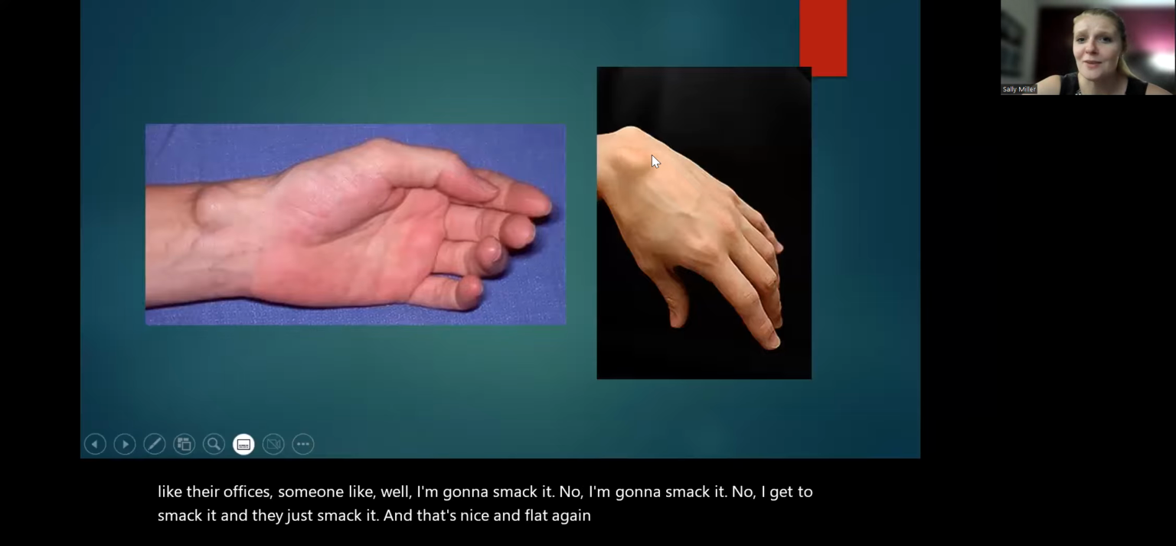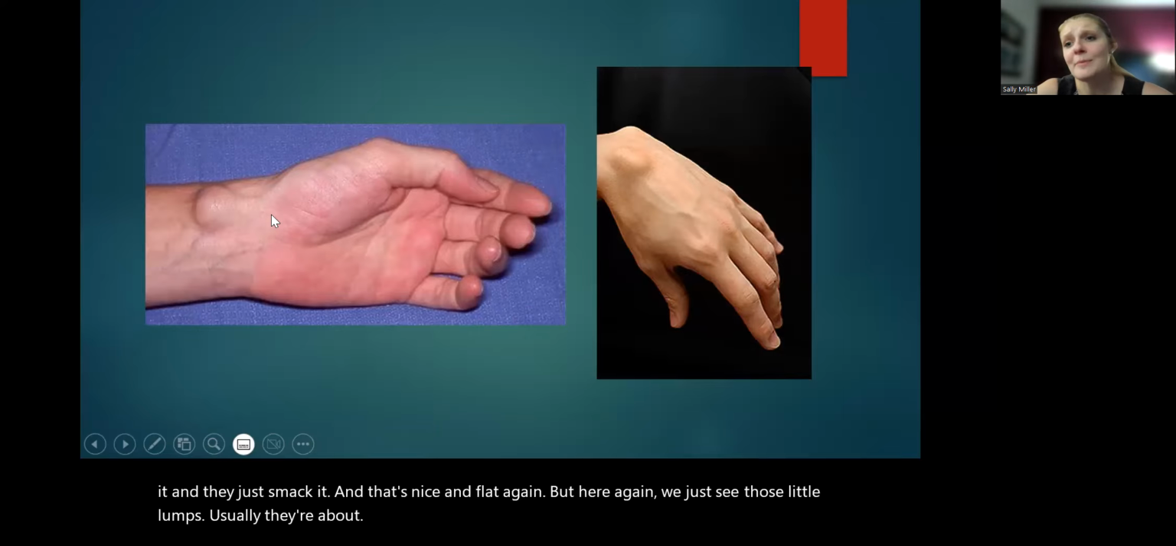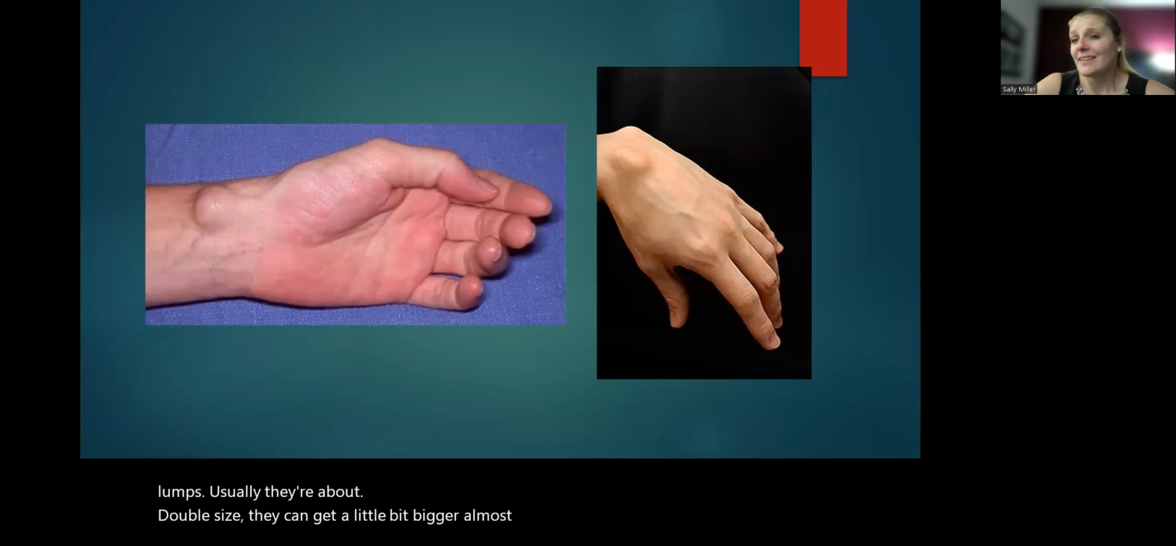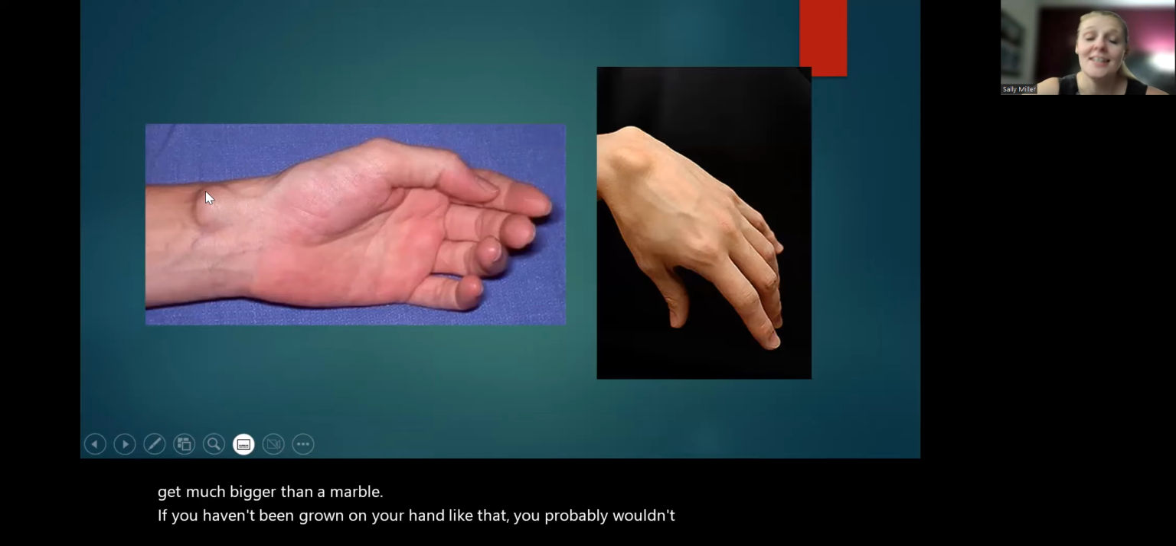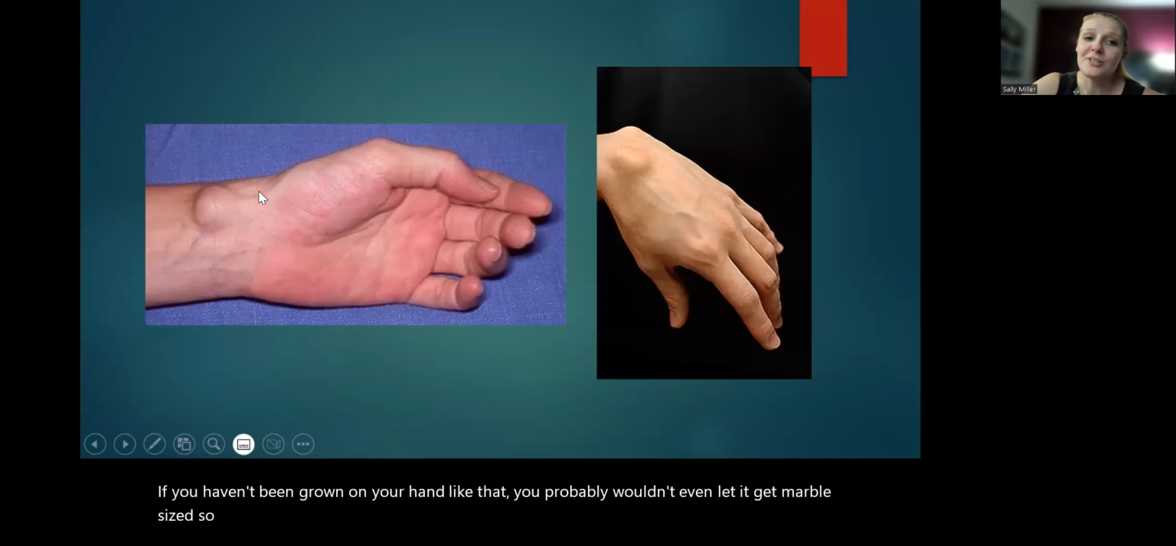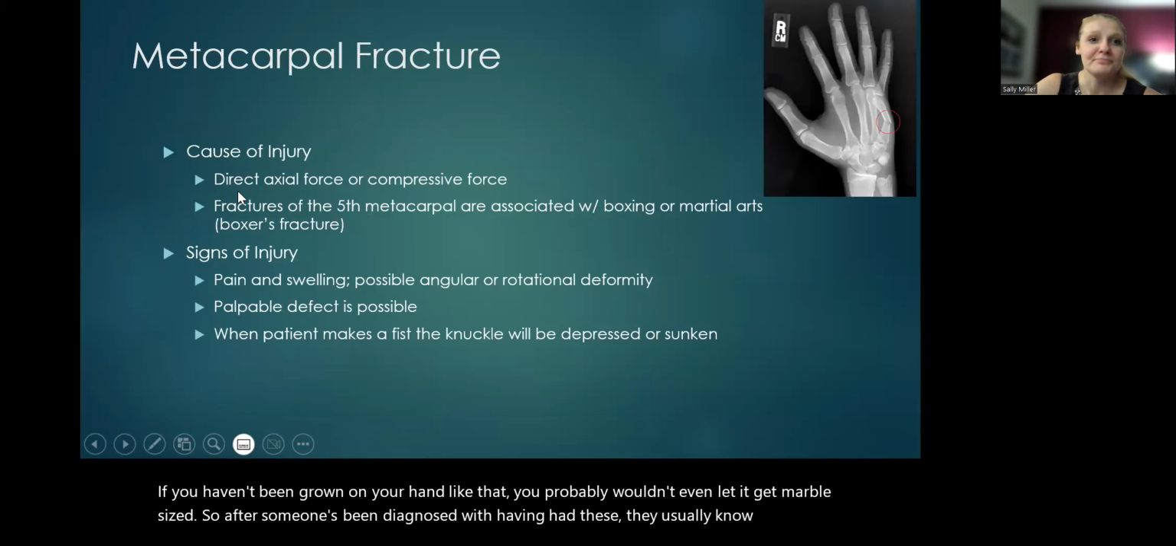But here again, we just see those little lumps. Usually they're about marble size. They can get a little bit bigger, almost an inch. But again, they don't usually really get much bigger than a marble. If you had something growing on your hand like that, you probably wouldn't even let it get marble size. So after someone's been diagnosed with having had these, they usually know how to treat them.